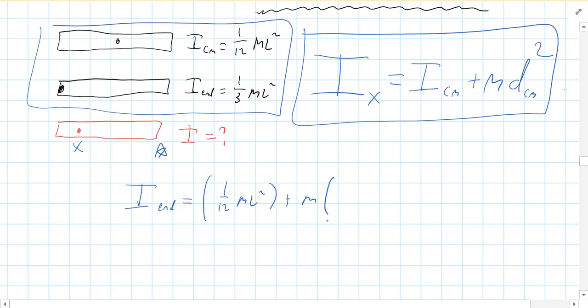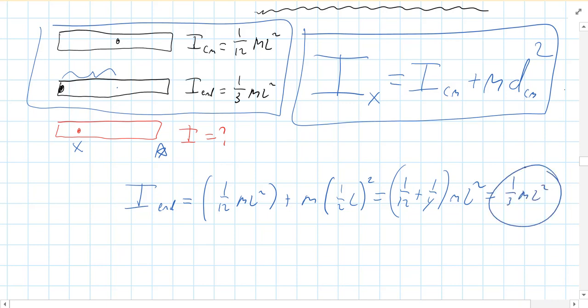Now, what you have to figure out is what's the distance from the center of mass to the axis you're interested in spinning the object about. In this example, if we're looking at the end of the rod, it's 1/2 L. Okay, and then you've got to square that. So you get a 12th ml squared. I'll leave the ml squared for a minute, and then plus a quarter ml squared. And a 12th plus a quarter is a third ml squared. So that's just an example of how to use this.